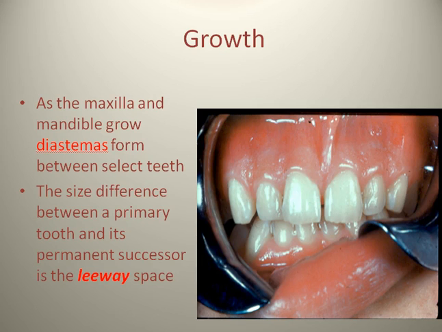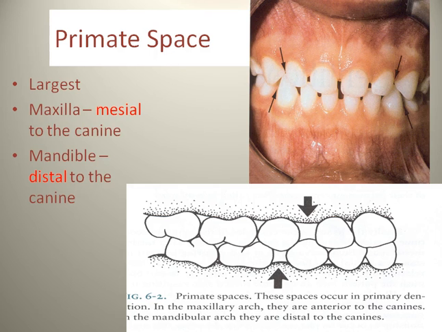As the maxilla and mandible grow, diastemas form between select teeth. The size difference between a primary tooth and its permanent successor is called the leeway space. A primate space is the largest. In the maxilla, it is located mesial to the canine, and in the mandible, it is distal to the canine.